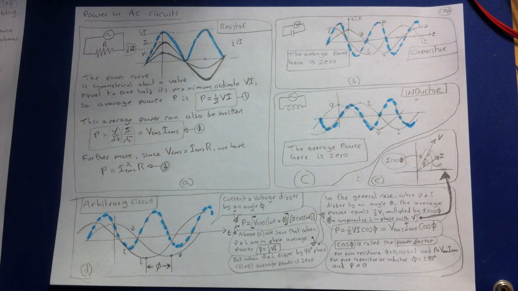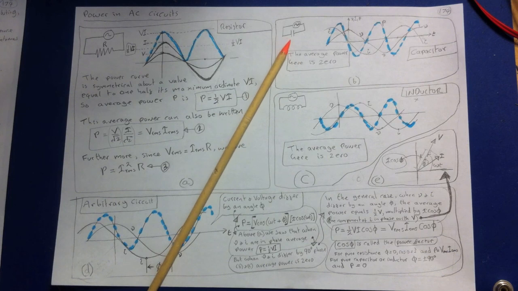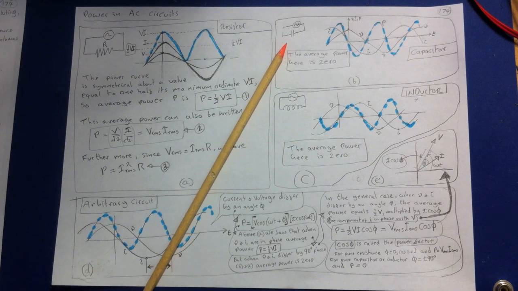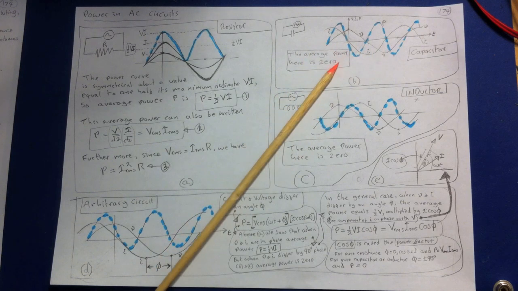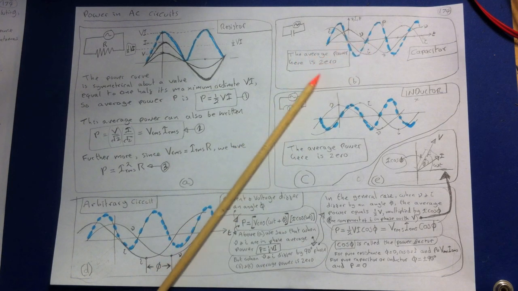Suppose next that the circuit consists of a capacitor, as in B. So now we're going to just have an AC voltage across a capacitor. The current and voltage are then 90 degrees out of phase. When the curves of v and i are multiplied together, the product vi is negative when v and i have opposite signs. We get the power curve here, which is symmetrical about the horizontal axis. As many parts are positive as negative, and so the average power becomes 0.